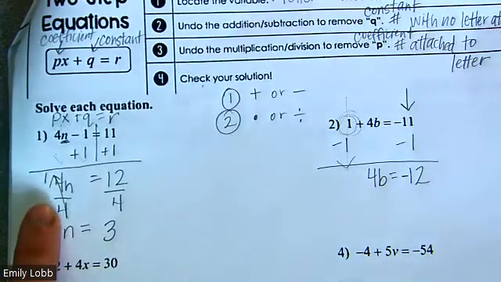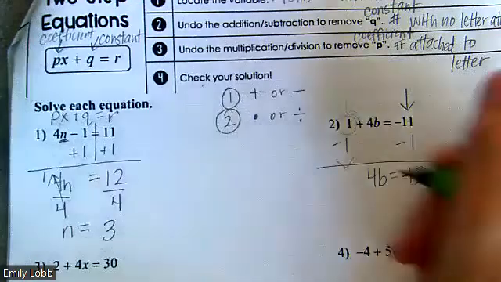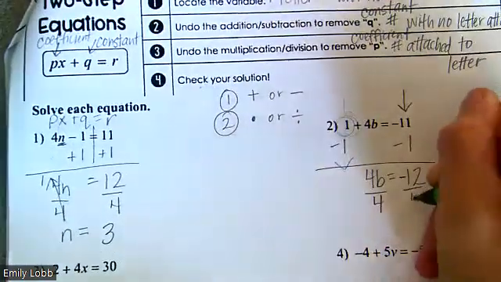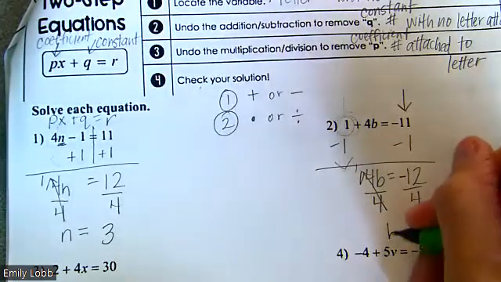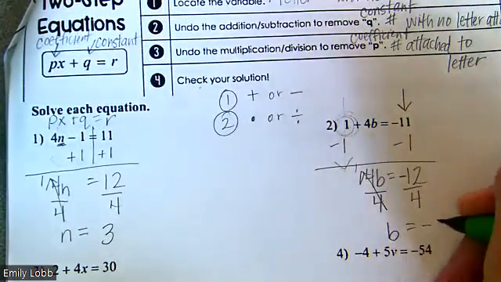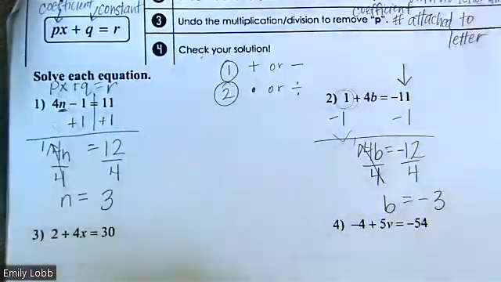And just like over here, we're going to divide both sides by 4. So I'm left with 1b, which is just b equals, and instead of positive 3, we have negative 3. Remember our multiplication and division rules with integers. If our signs are different, our answer is negative.